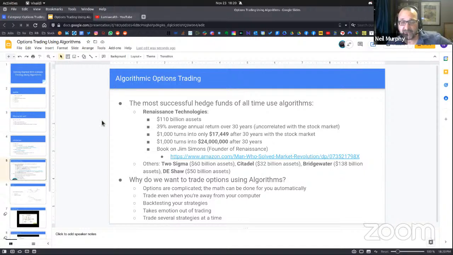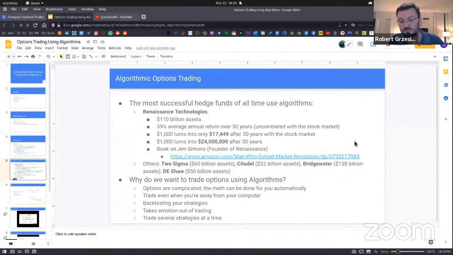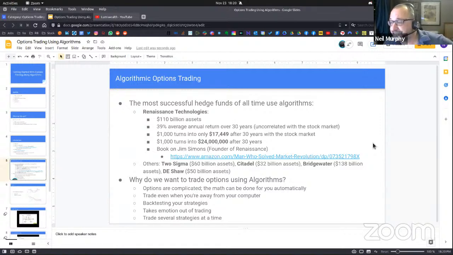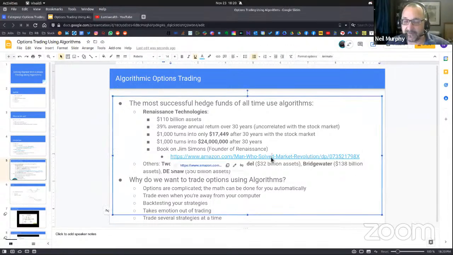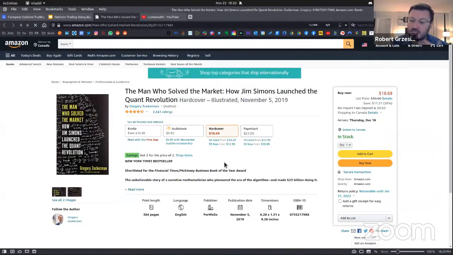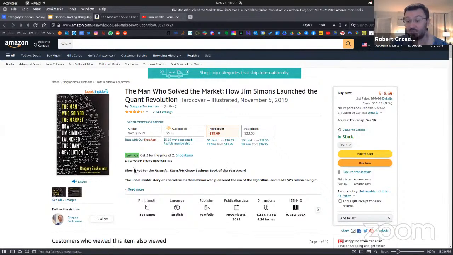I see you put a book up there, Robert. Oh yes, The Man Who Solved the Market. I haven't read this yet, but I've been hearing about this everywhere I turn around. Robert, do you want to talk about it? Yeah, sure. Neil, I definitely recommend that you read this because it's right up your alley. It's basically a biography of Jim Simons. It talks a lot about how they created Renaissance and how they created their own algorithms. It's a pretty crazy book.